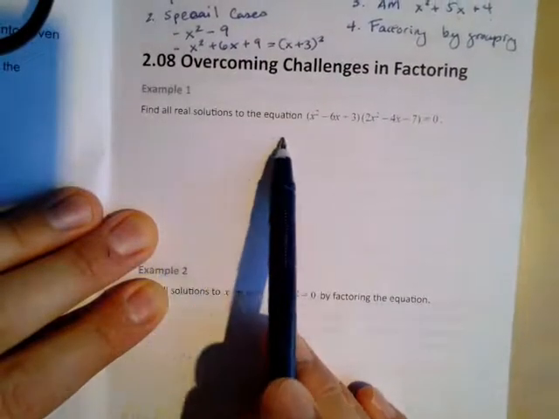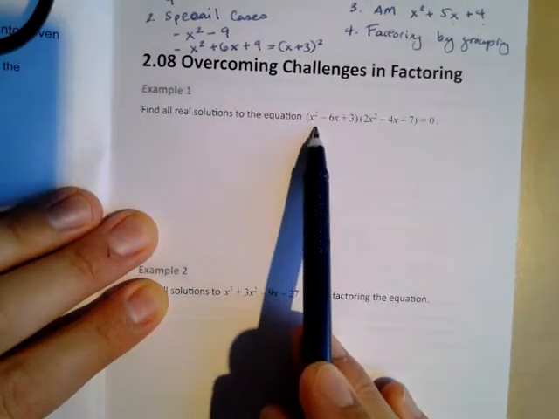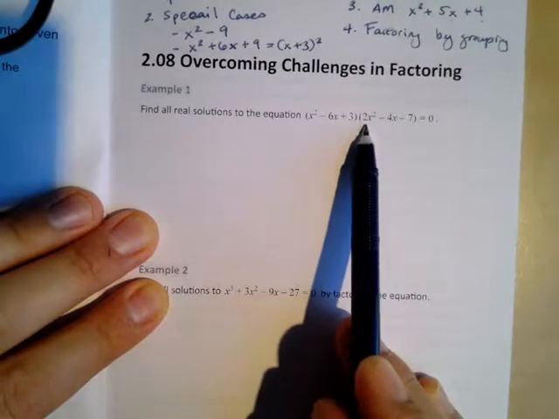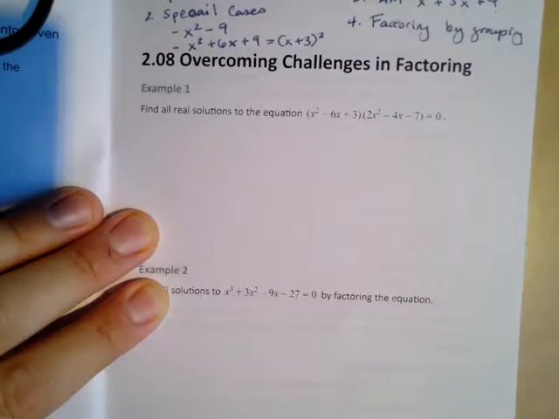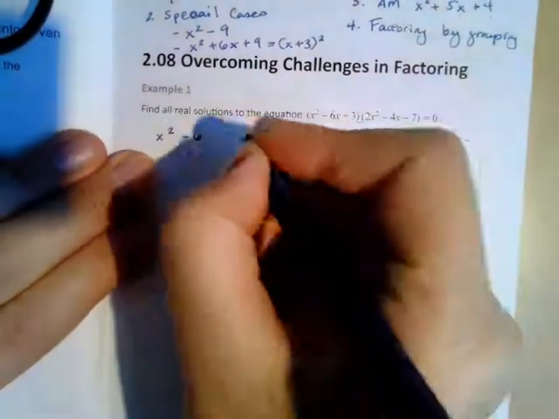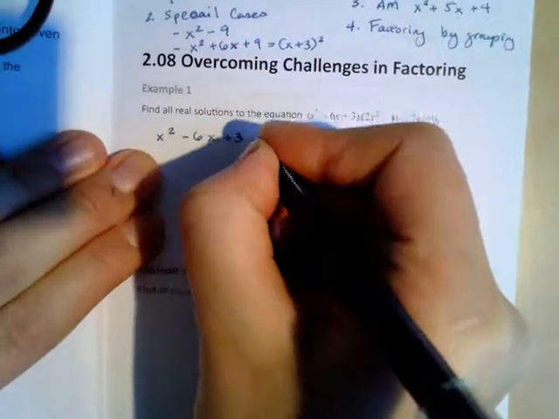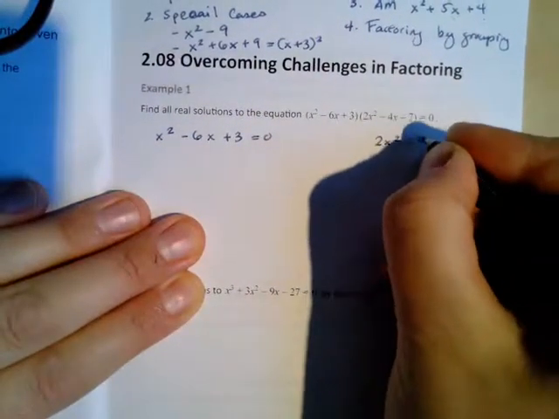Find all real solutions to the equation (x squared minus 6x plus 3)(2x squared minus 4x minus 7) equals 0. Now we can actually split that into two problems. We can say, well, I first have to find this solution, and then I would have to find this solution.